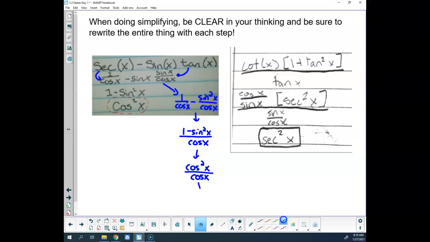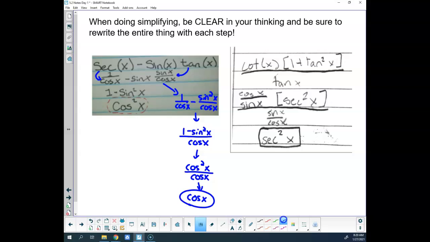Then, finally, it would end as just cosine. Okay? When you lose stuff, you lose your train of thought. Or when you don't write stuff, you might lose things like this all over cosine, and then it simplifies even more. Okay?